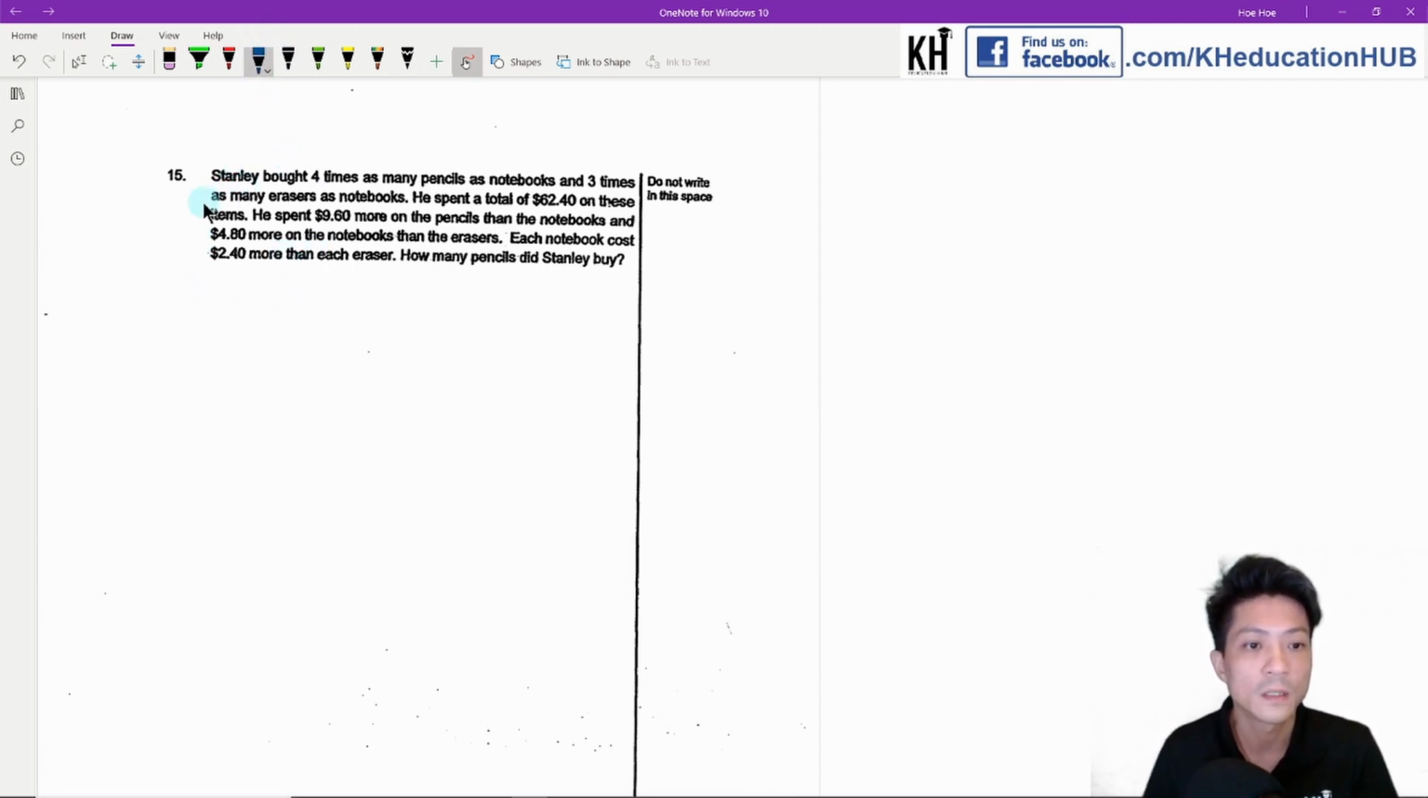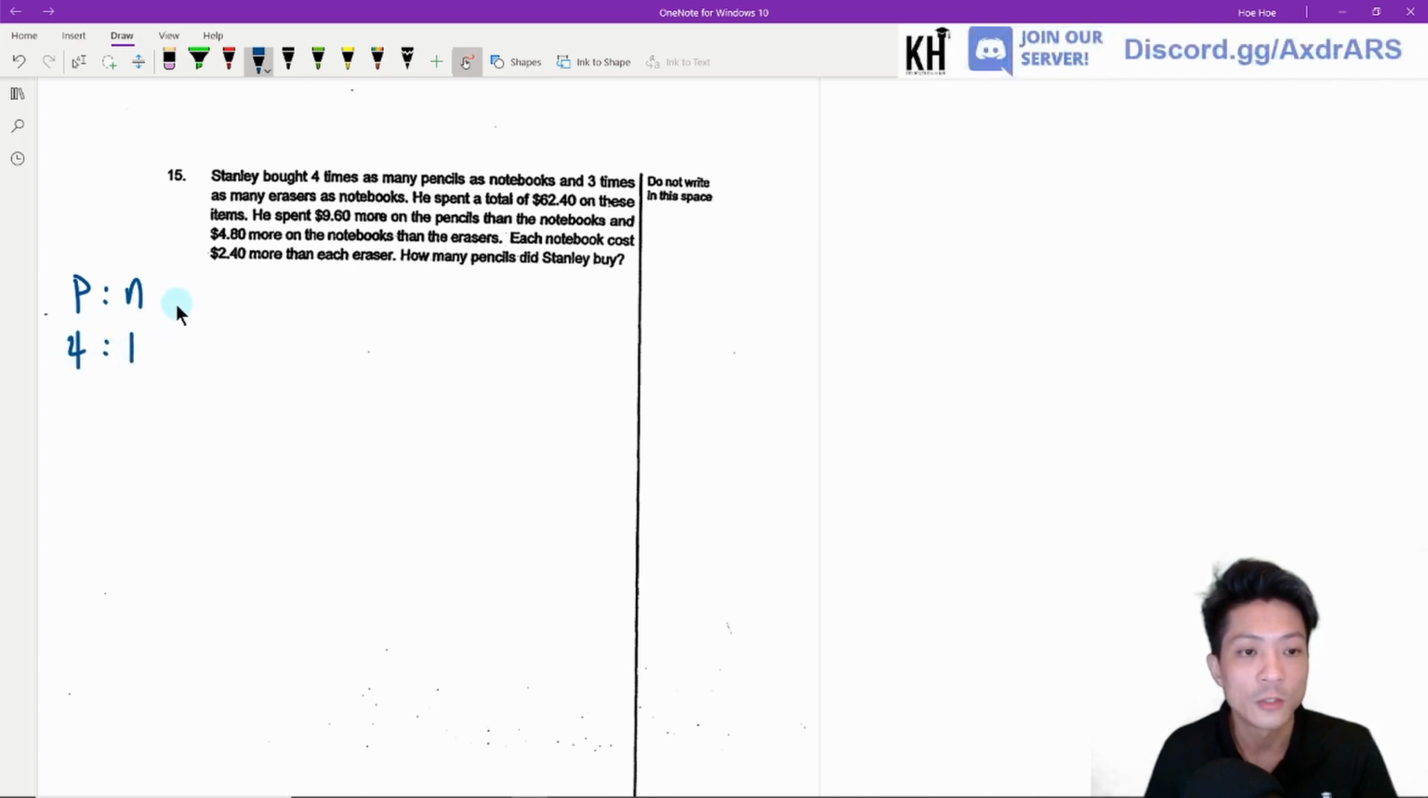Question 15. Danny bought 4 times as many pencils as notebooks and 3 times as many erasers as notebooks. Okay, let me write this down first. So Stanley bought 4 times as many pencils as notebooks. That means pencil is to notebook will be 4:1. And 3 times as many erasers as notebook. So eraser is to notebook is 3:1.